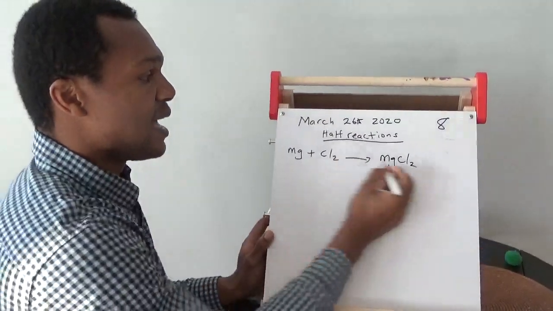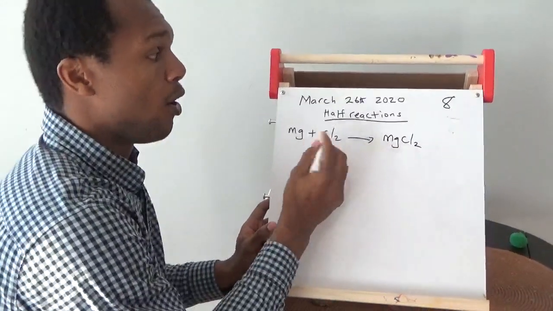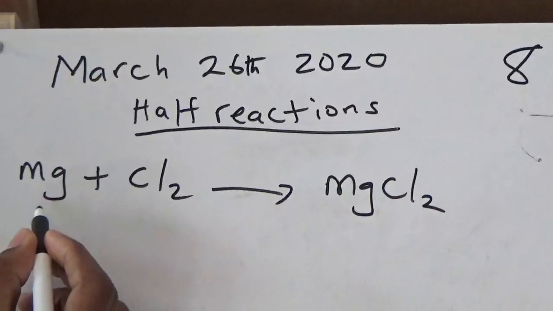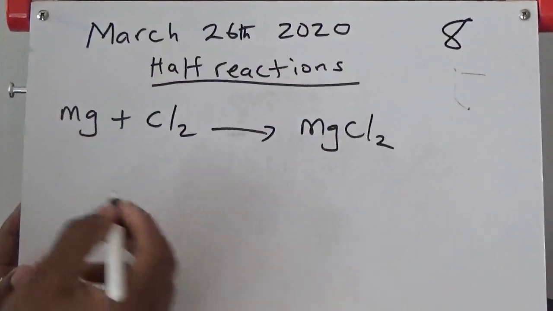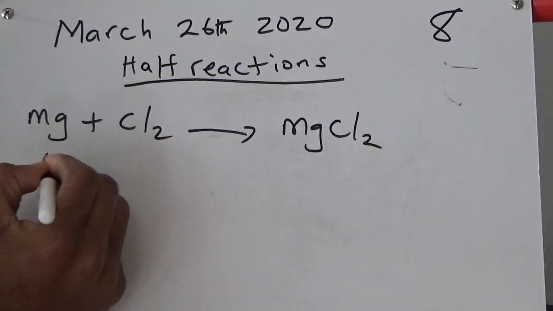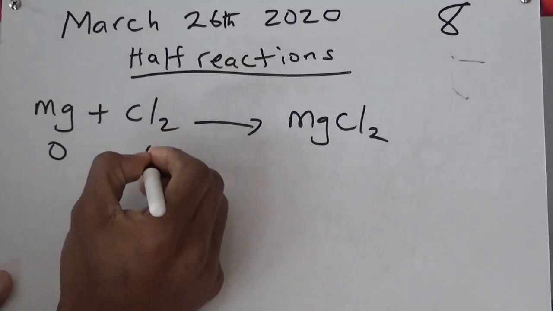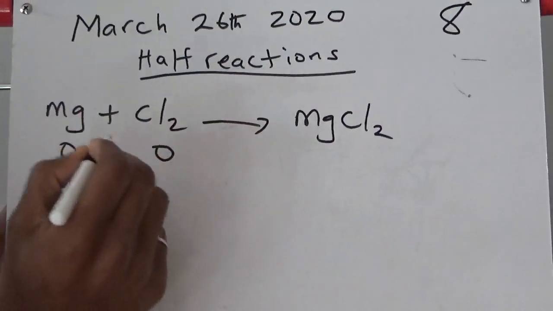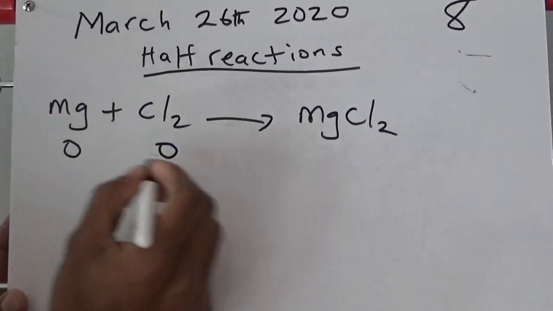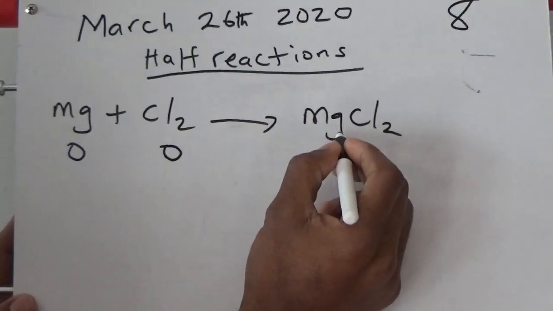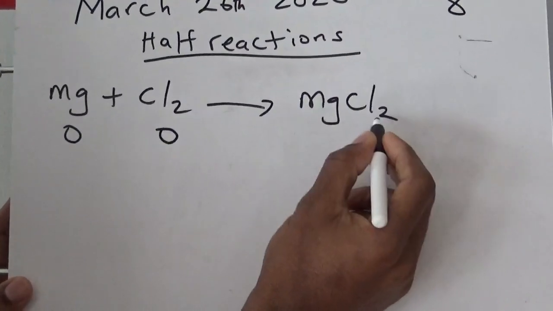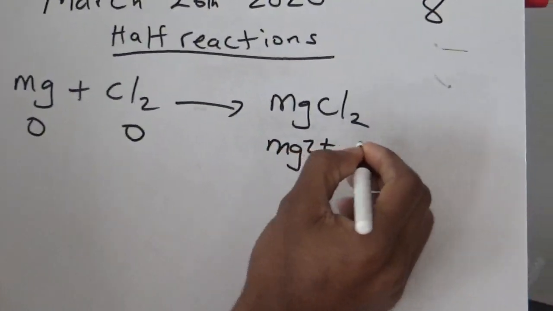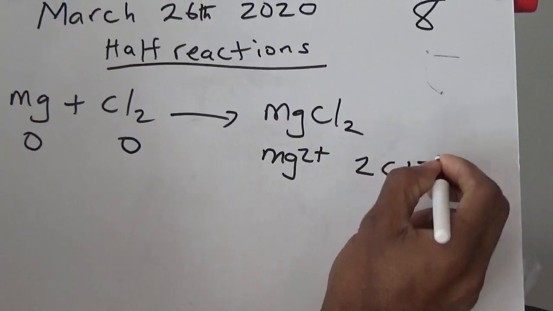Okay, in this example, we're trying to write a half reaction for this equation. Now, if you check the rules that I sent to you previously, magnesium has an oxidation state of 0 here, and chlorine has an oxidation state of 0 too, because they are neutral atoms. Neutral atoms have a 0 charge. When they react together, they make magnesium chloride, where the charge becomes magnesium 2+ and 2 chlorine minus.